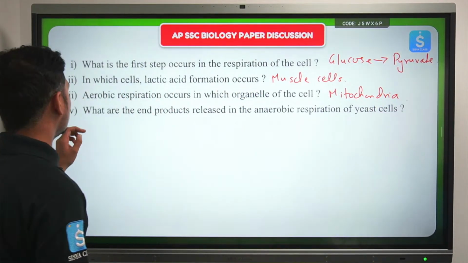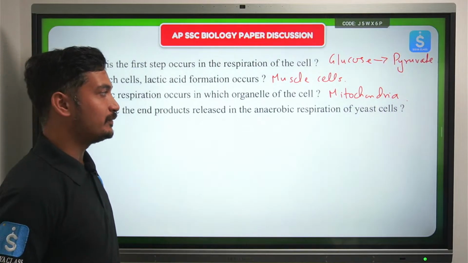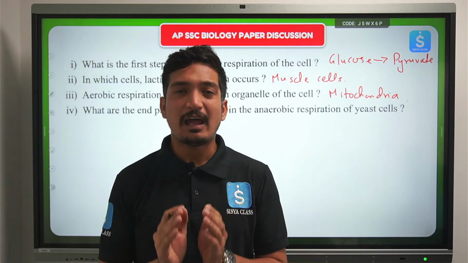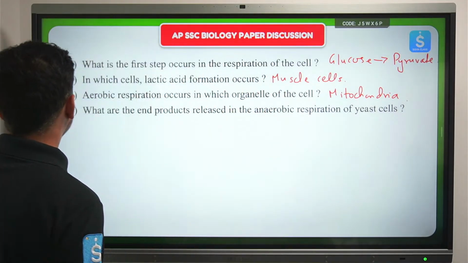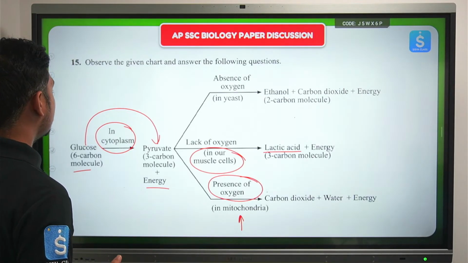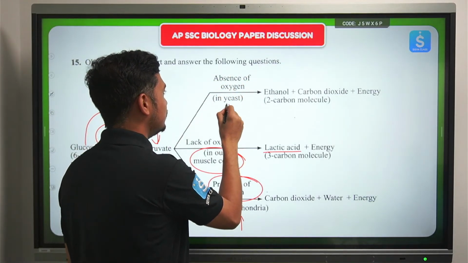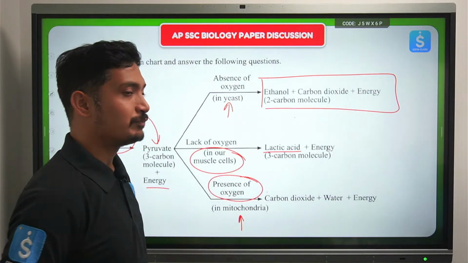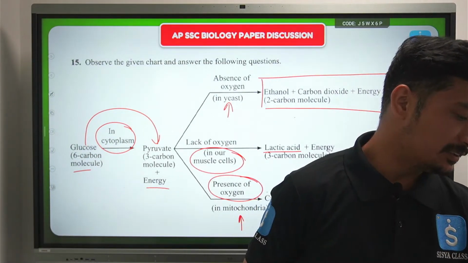Then the fourth one is, what are the end products released in the anaerobic respiration of the yeast? Now anaerobic means lack of oxygen, or there is no oxygen at all. So we'll see the place where there is no oxygen at all. Absence of oxygen, that is in the yeast, and the end products are these. This part is your answer: ethanol, carbon dioxide, and energy are the things that we have.